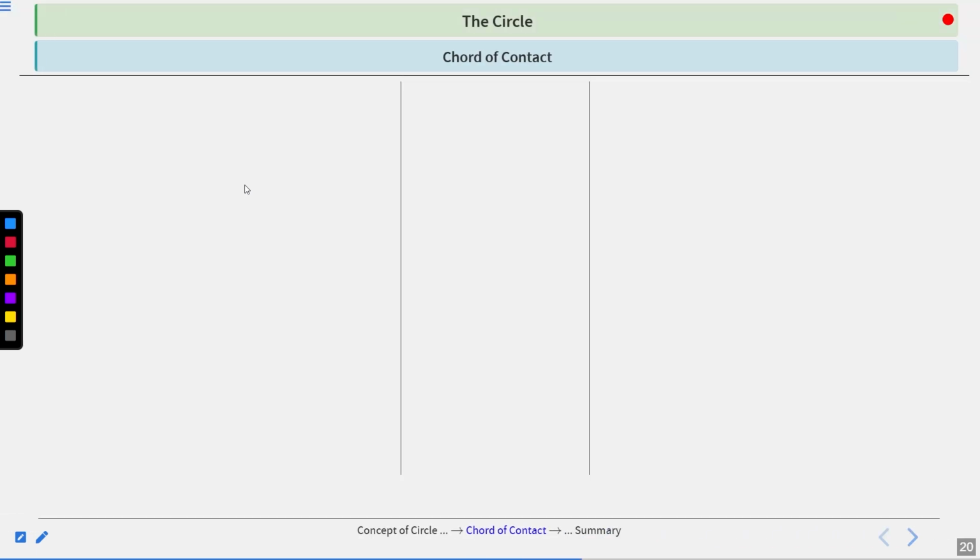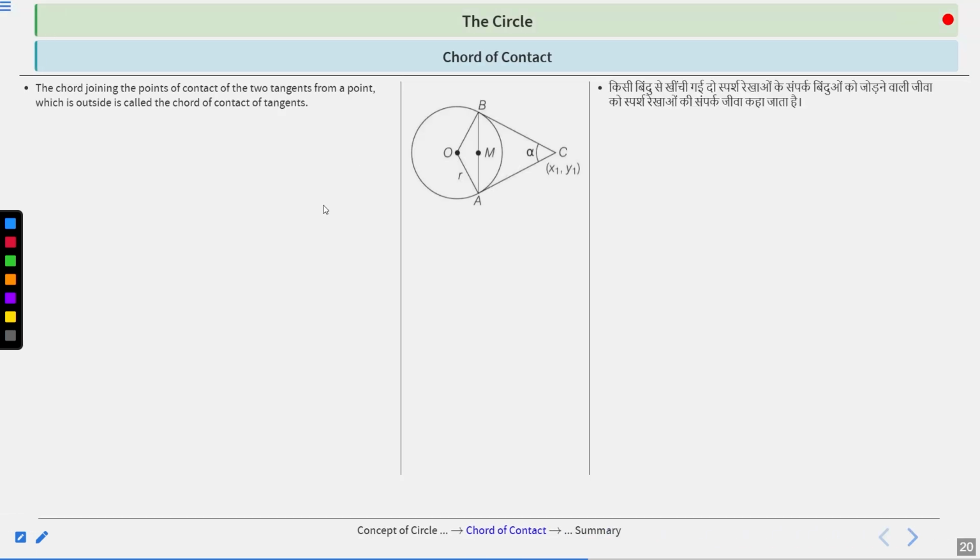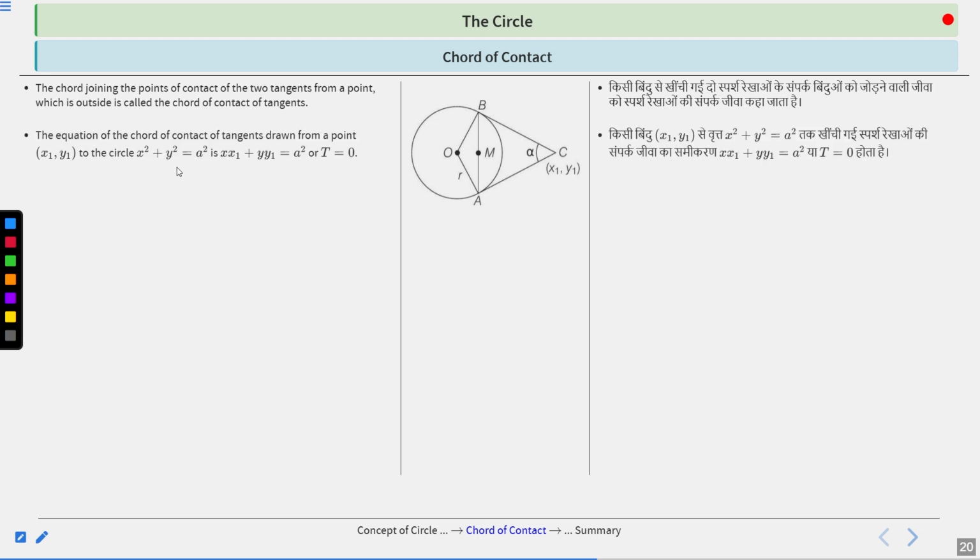Now let us see the chord of contact. We are given a circle. The chord joining the points of contact of the two tangents from a point which is outside is called the chord of contact of tangents, right? The equation of the chord of contact of tangents drawn from a point (x1, y1) to the circle x² + y² = a² is xx1 + yy1 = a², or T = 0.